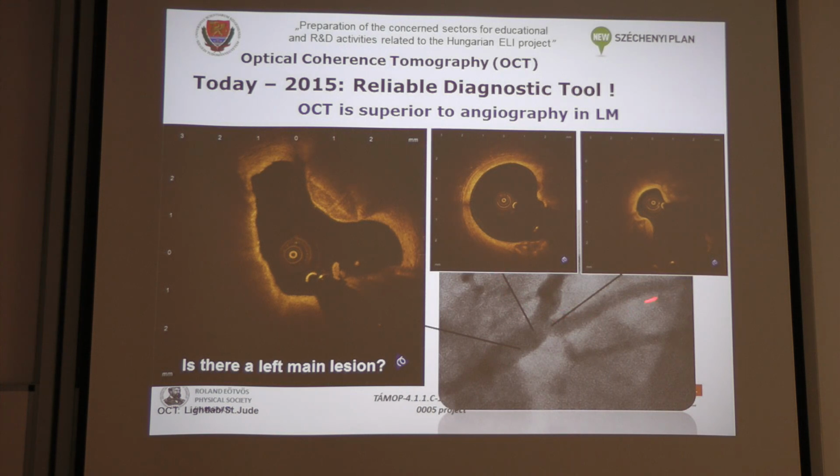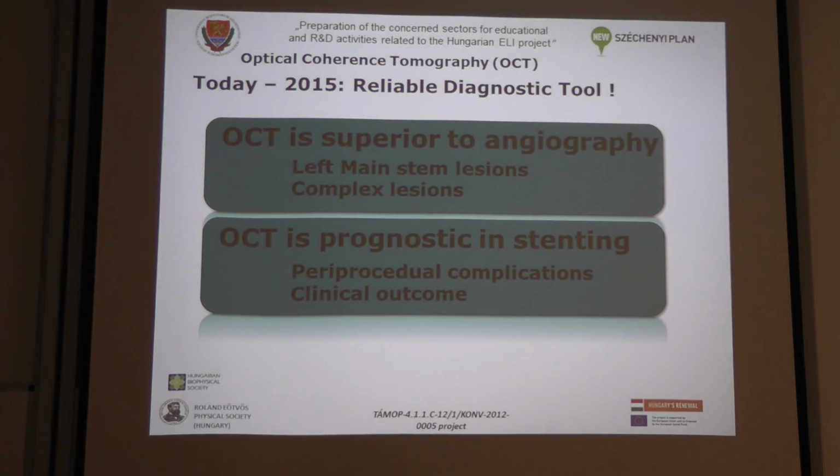But in the circumflex, the ostial circumflex, which doesn't appear stenotic on the angiography, this is very stenotic. So for diagnosis making, it's already a very useful tool, when on angiography we cannot really, let's say, establish the correct extent of the coronary stenosis.